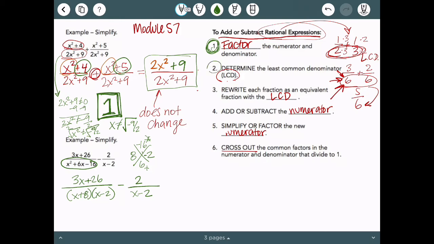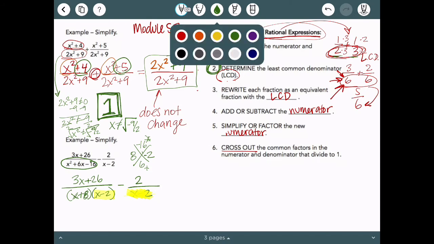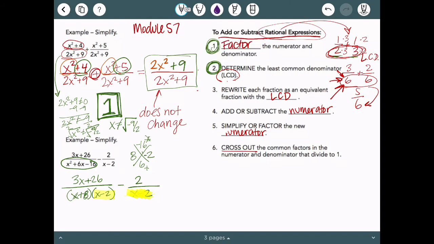My second step is to determine the least common denominator. So over here, when I had 2 and 3, I multiplied them together, right? I saw what was missing from each part. In this case, I'm going to see that I have an x minus 2 and an x minus 2 in both situations, right? My first fraction, however, has an x plus 8 here. And so I'm going to go ahead and take x plus 8 and multiply it on this one as well so that my denominators are the same.